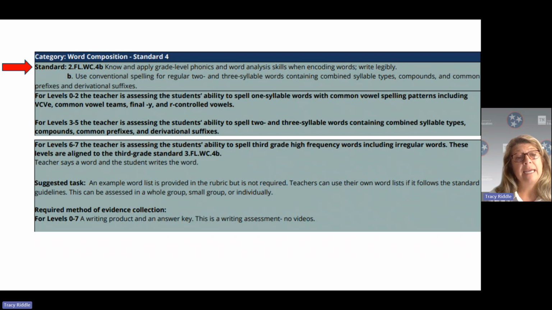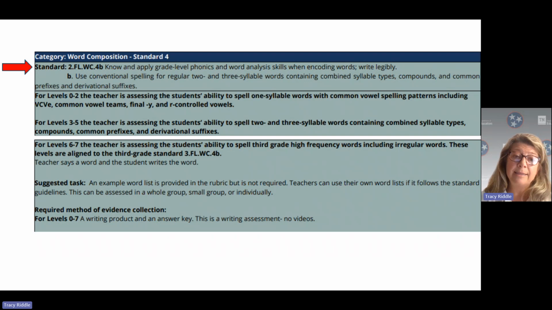To assess these standards from levels 0 to 7, you will say the word and the student will write the word. In the suggested task, you will see an example word list is provided in the rubric. This word list is not required, but you can use our word list. If you do not use the word list and you use your own word list, you still must follow the standard guidelines for those levels.